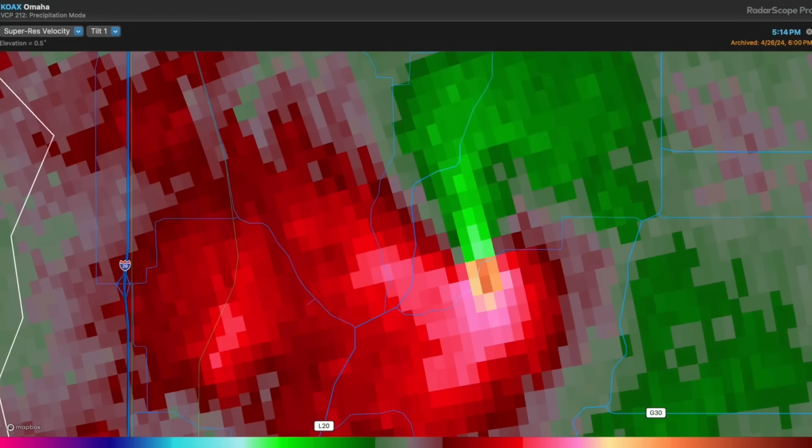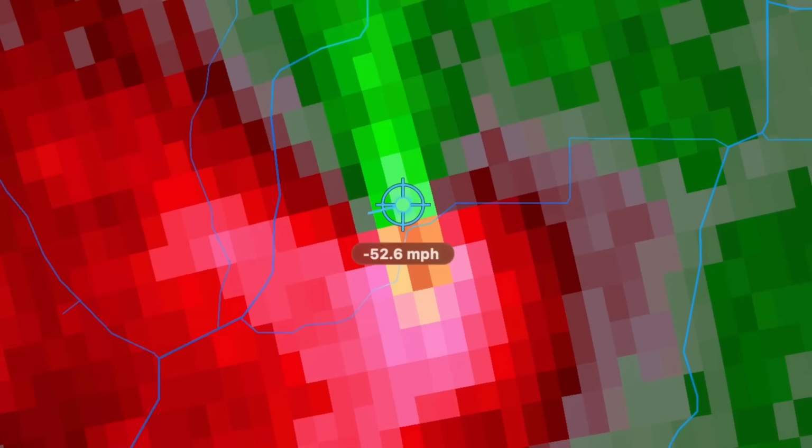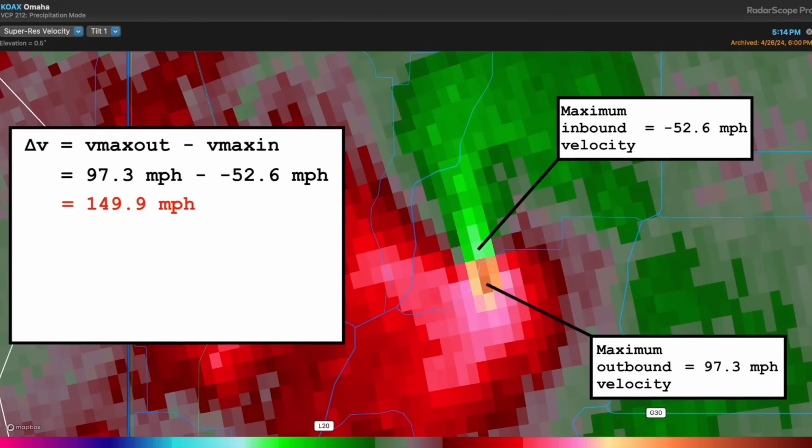In this example, I found, using this program's inspector tool, that the maximum outbound velocity within this TVS is 97.3 miles per hour, and the maximum inbound velocity is negative 52.6 miles per hour. Plugging these values into our equation, we get a delta V value of 149.9 miles per hour. Dividing this by 2, we get a VROT value of about 75 miles per hour.